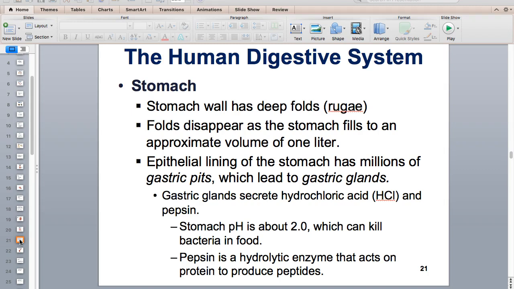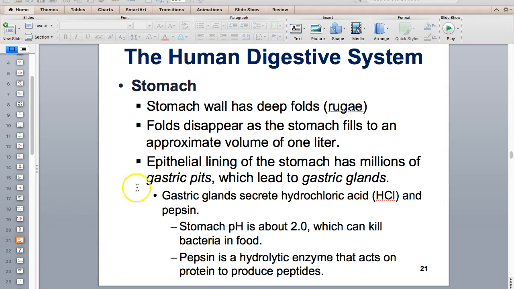If you talk about the epithelial lining, remember we talked about epithelial tissue and epithelial cells that line or cover organs. So in all of these organs, you'll have an epithelial lining. In the stomach, that epithelial lining has gastric pits, which actually have gastric glands. And these gastric glands secrete hydrochloric acid and pepsin. Remember, hydrochloric acid is an acid.